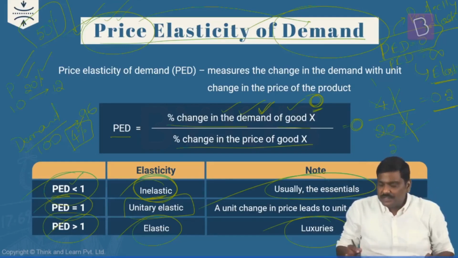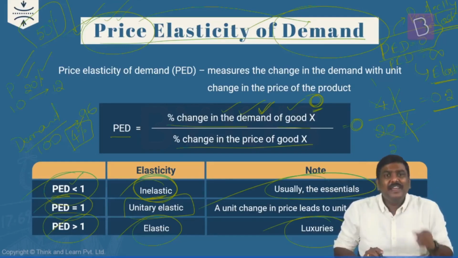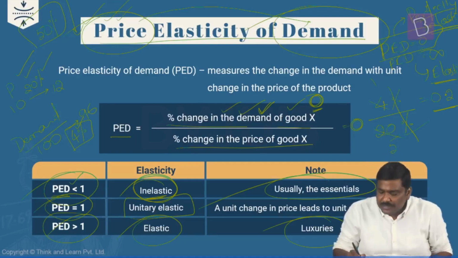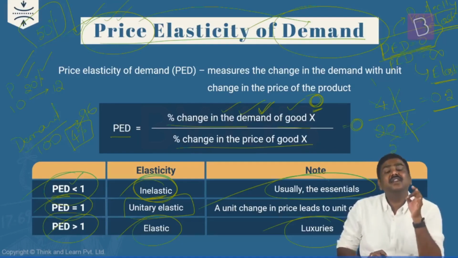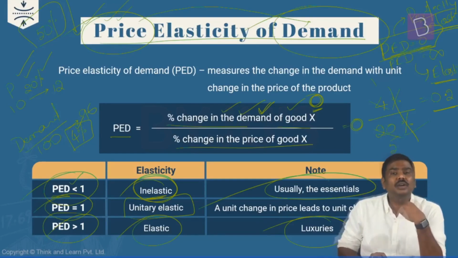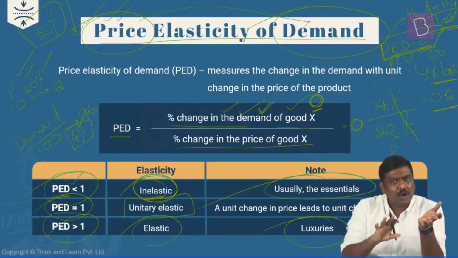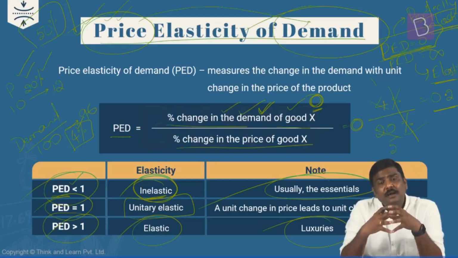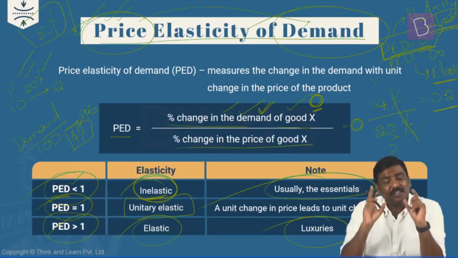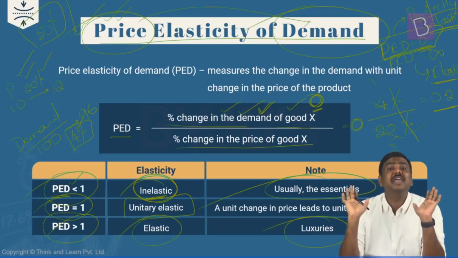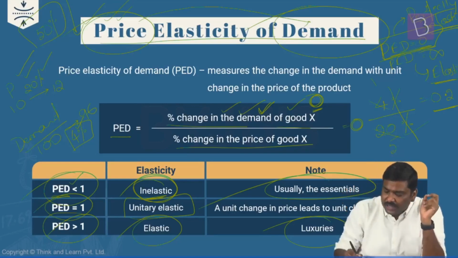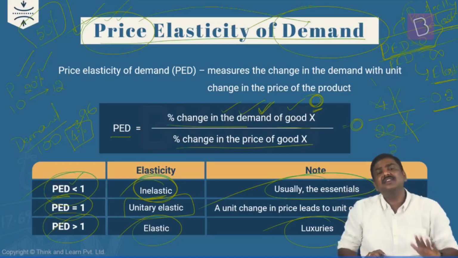And that is the precise reason whenever you talk about perfectly inelastic goods, we'll simply say the price elasticity of demand is 0. Meaning what? The price of the commodity might be changing either upwards or downwards, but the demand for the commodity remains the same. Such types of goods are referred to as perfectly inelastic goods.